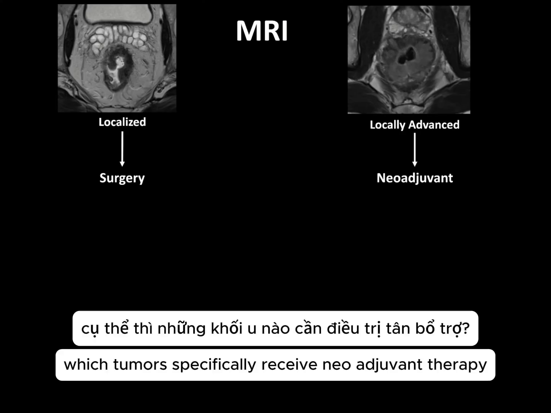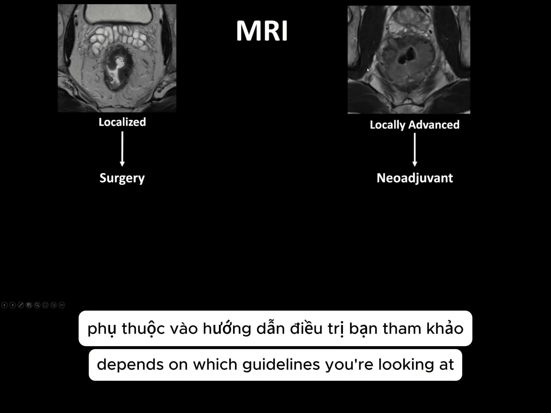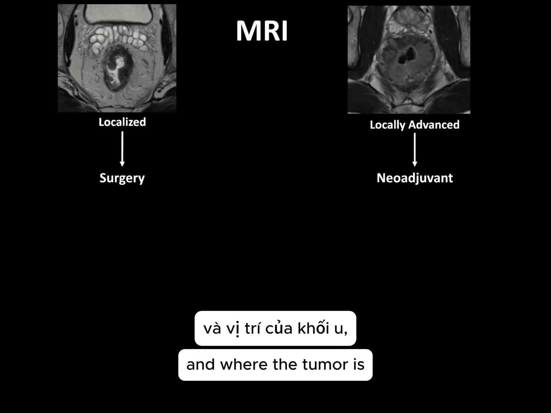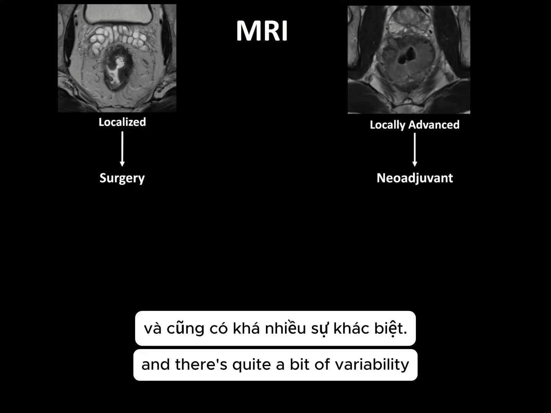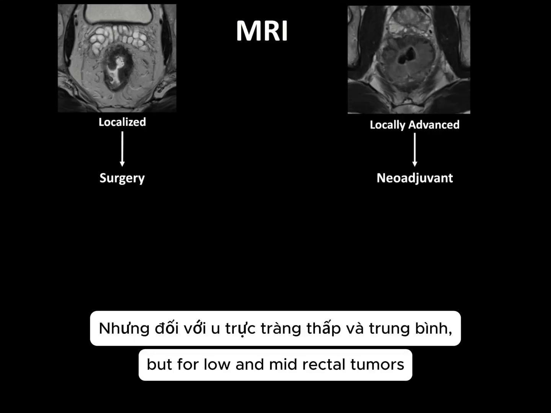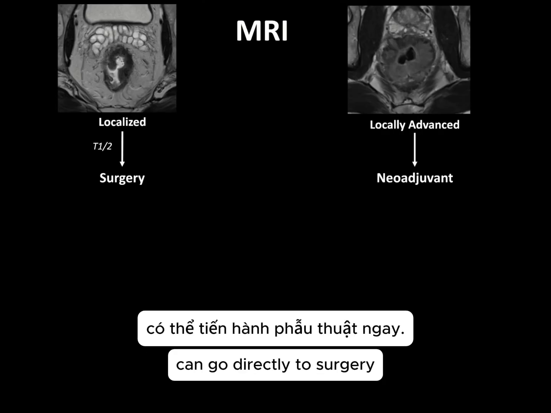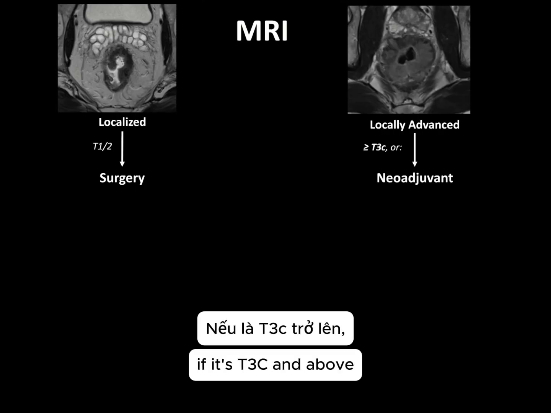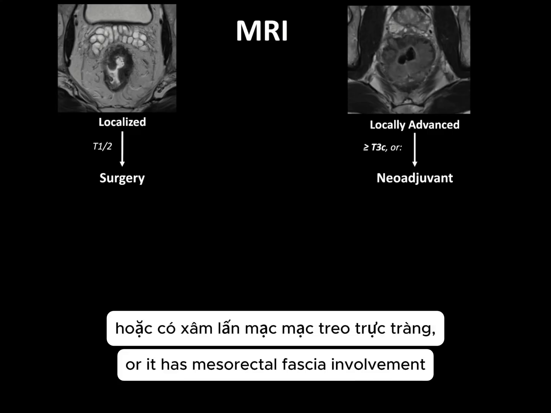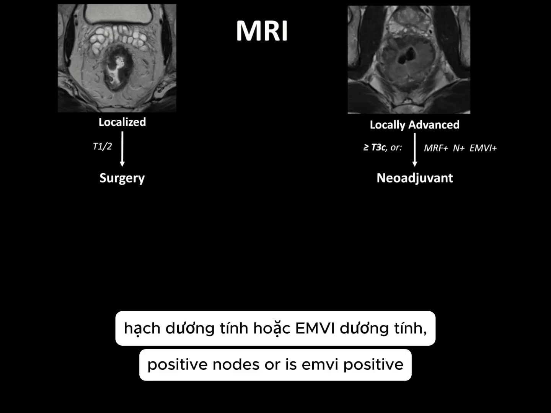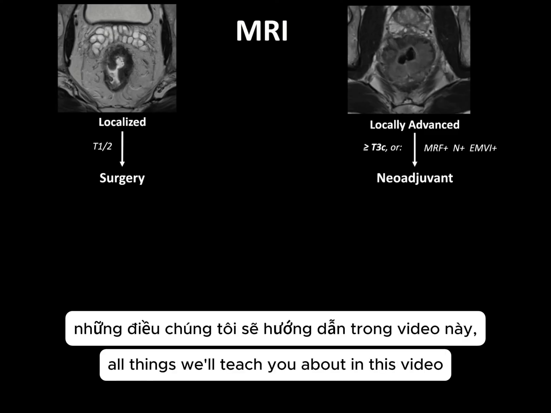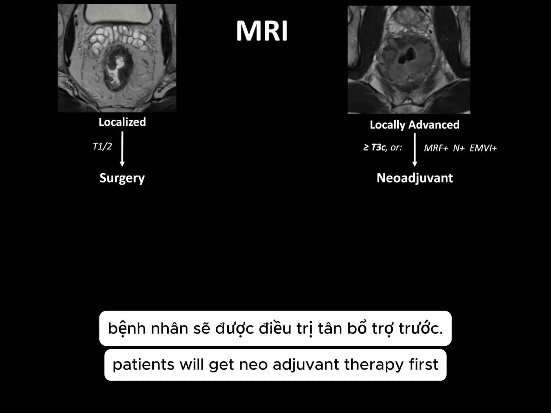So first, which tumors specifically receive neoadjuvant therapy first? The answer depends on which guidelines you're looking at and where the tumor is, and there's quite a bit of variability. But for low and mid rectal tumors, it's safe to say that T1 and 2 tumors can go directly to surgery. If it's T3C and above, or it has mesorectal fascia involvement, positive nodes, or is EMVI positive, all things we'll teach you about in this video, patients will get neoadjuvant therapy first.